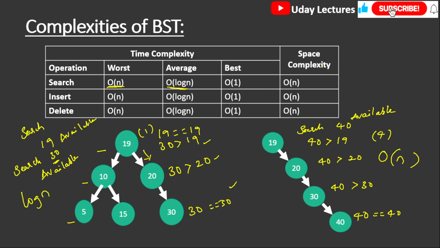And coming to the space complexity, the complexity is big O of n. Why do we say that space complexity is big O of n? Because memory has to be allocated for all the given values in the binary search tree. For example, in this binary search tree, there are 4 nodes or 4 values. So the number of memory locations required to store these values is 4. And that is why the space complexity for binary search tree is big O of n.